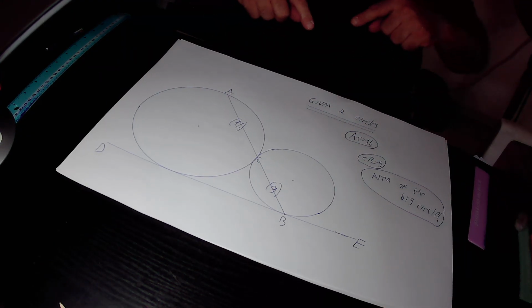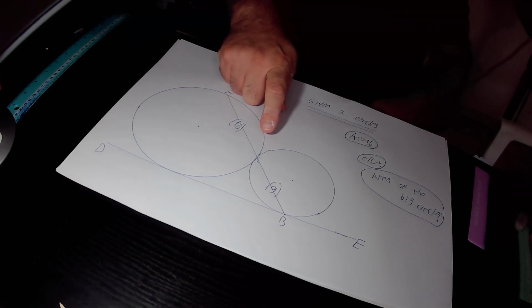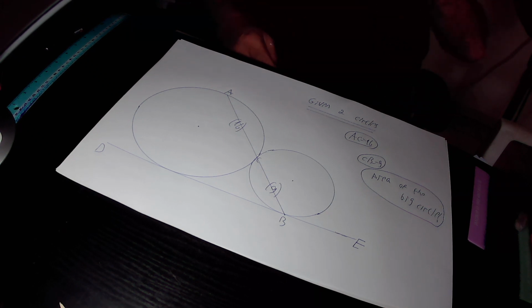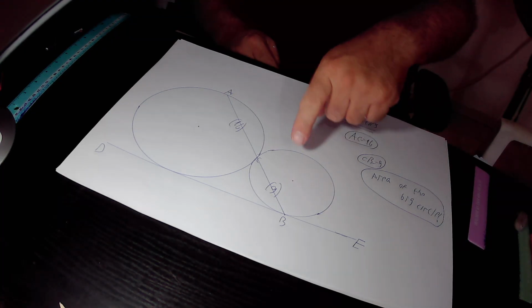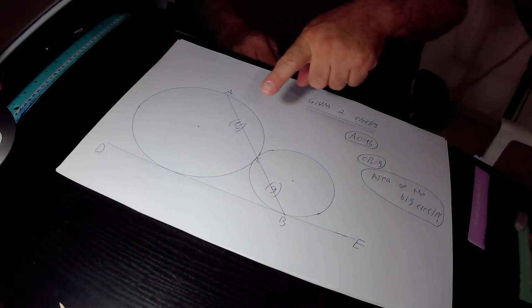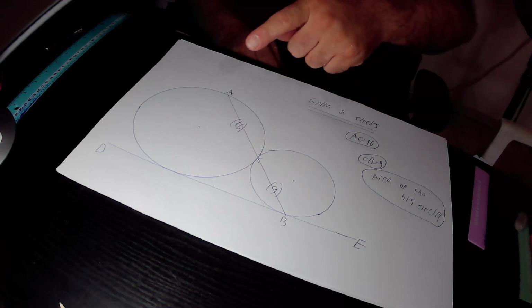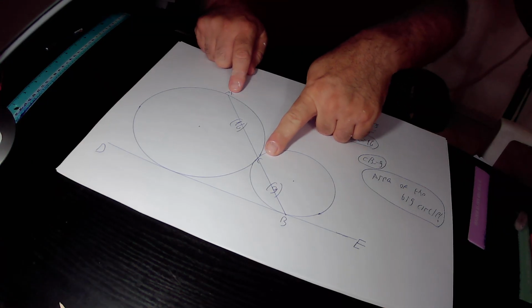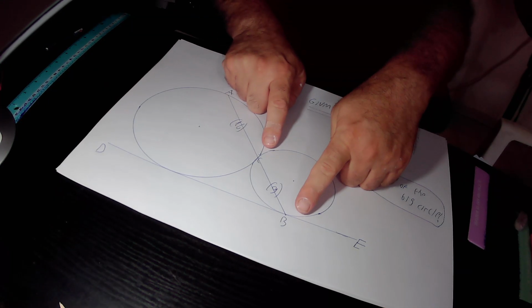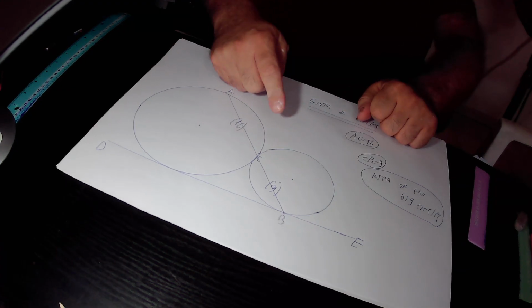In the drawing we have two circles that are tangent to each other at this point C, or we have two circles that touch each other at point C, and we also have this tangent DE that is tangent to this circle at this point B, and tangent DE is tangent to the big circle at this point. In addition, we know that line segment AC is equal to 6 units in its length. Line segment CB is equal to 9 units in its length. Again, our mission is to find out the area of this big circle.